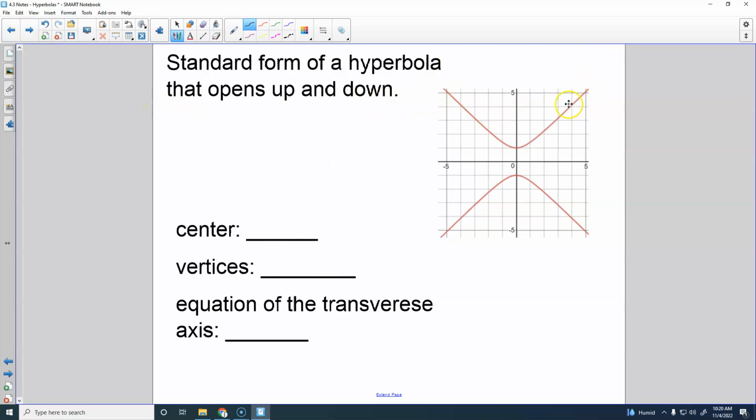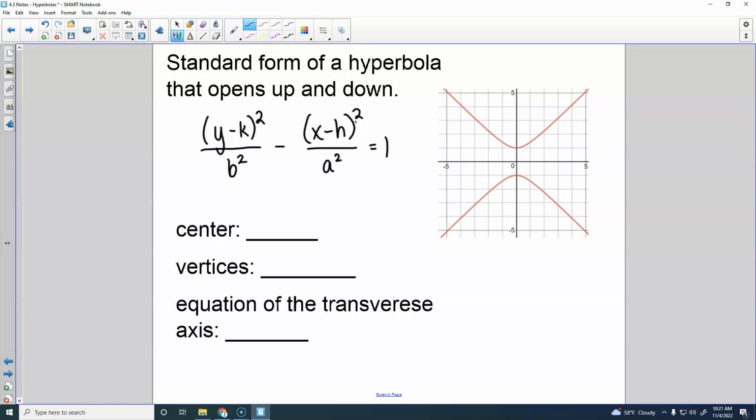So this is stuff that I may ask you, but these are not the only types of hyperbolas, because hyperbolas can also open up and down, okay? If they open up and down, their equation is going to look like this: (y minus k) squared over b squared minus (x minus h) squared over a squared equals 1. So in this case, the y is positive and the x is being subtracted.